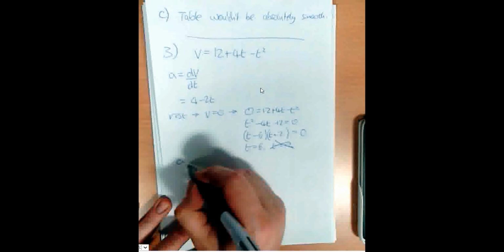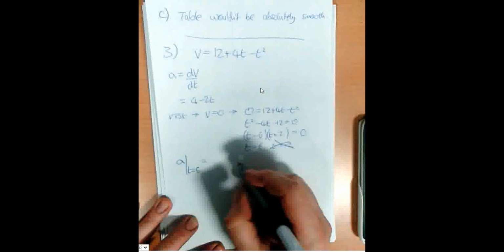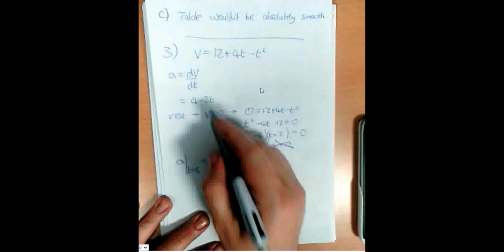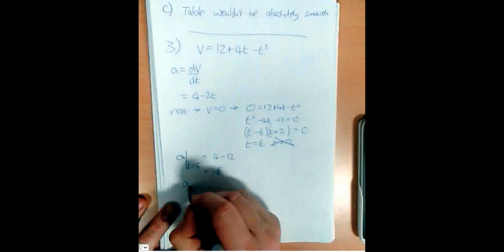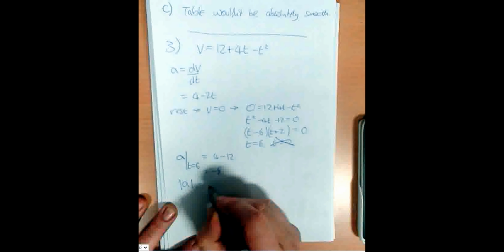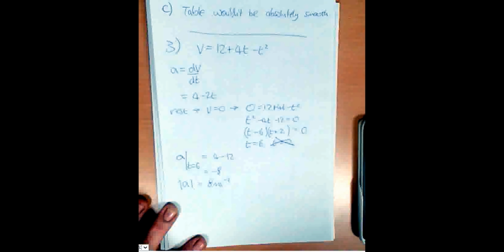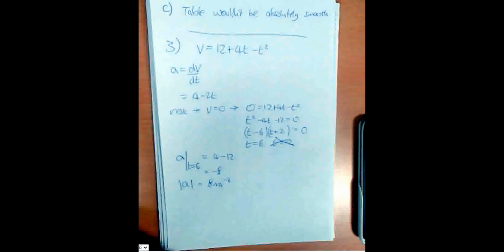So the acceleration when t equals 6 is 4 minus 12, which is minus 8. They want the magnitude. The question says the magnitude of the acceleration, so we ignore the negative here. So the magnitude of a is 8 meters per second squared. And they often use the magnitude because positive direction is an arbitrary thing.